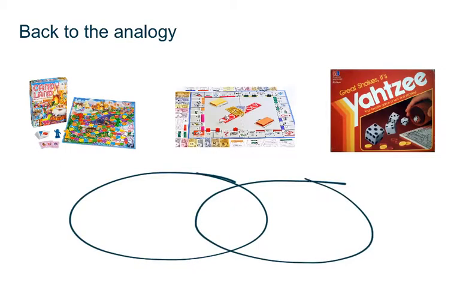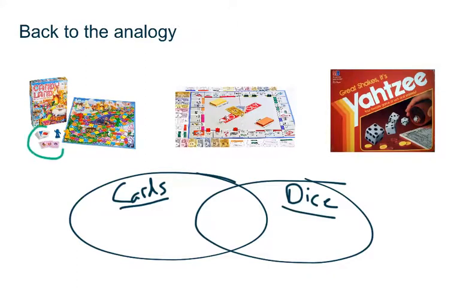All right, now on the left, let's say we want games that use cards as the main means of moving the players through the game. And then over here on the right, we will use dice as the primary means of moving a player throughout the game. Now, cards are used in Candyland.